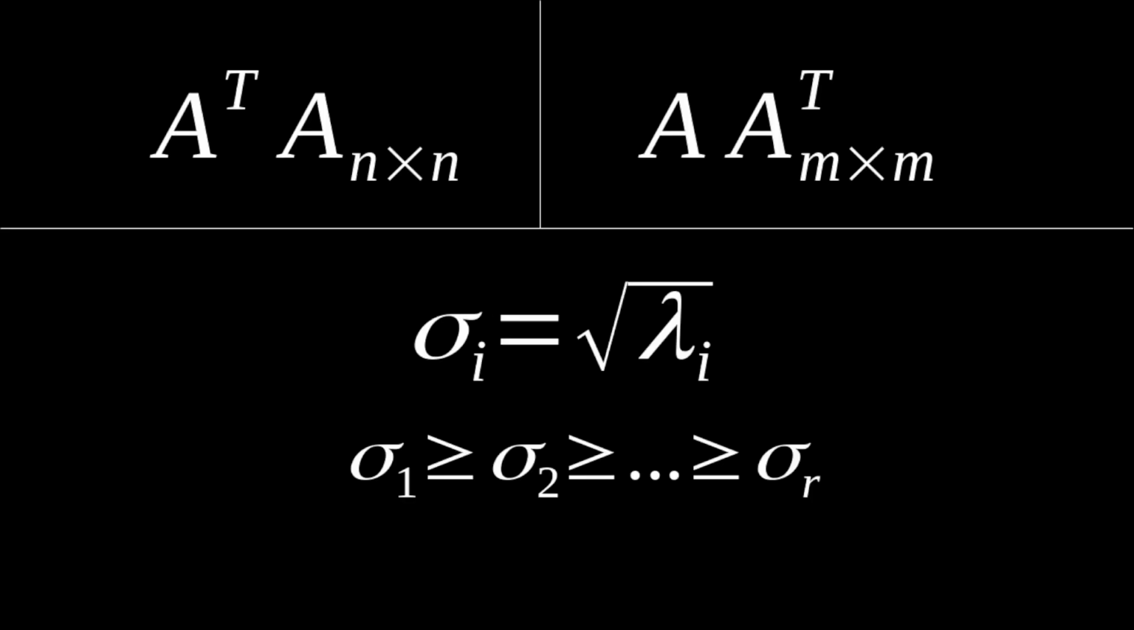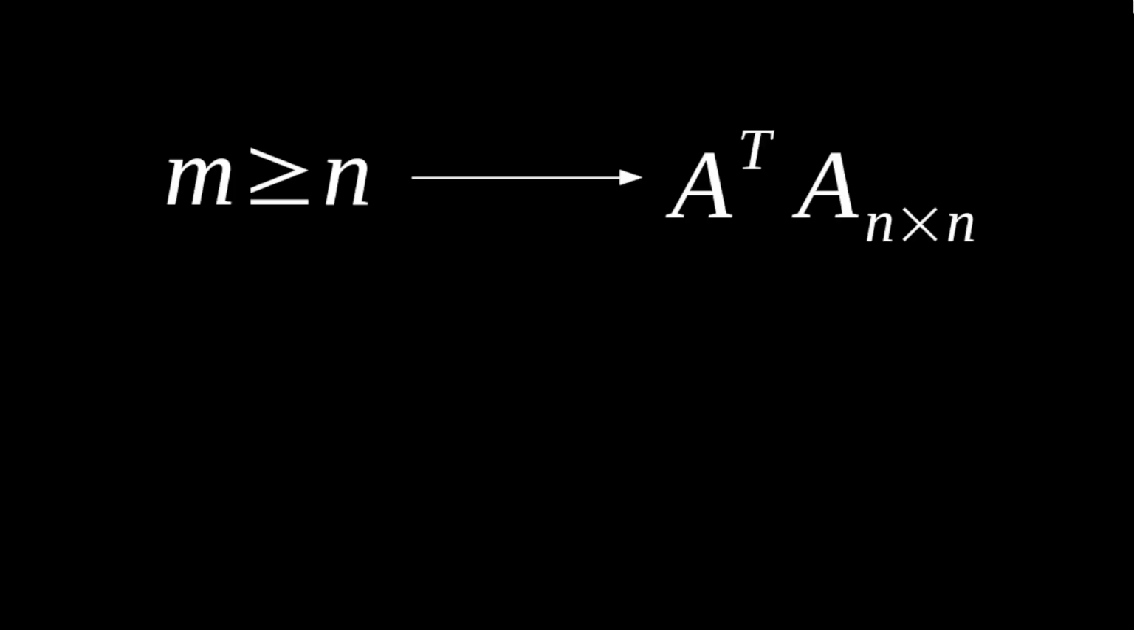But now the real question is, how do we know when to use A transpose A or A times A transpose? Does it matter which one we pick? Well, the answer is yes, it does matter. If M is greater than or equal to N, we want to use A transpose A, which will result in an N by N square matrix. N, of course, being less than or equal to M, will result in a smaller square matrix for us to work with. That's beneficial to us.